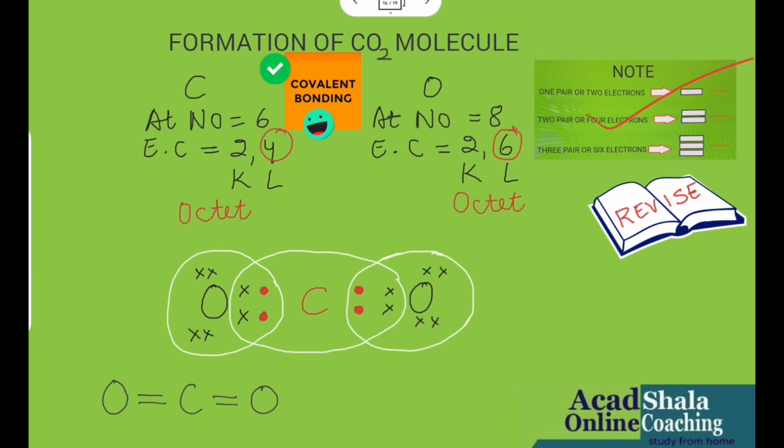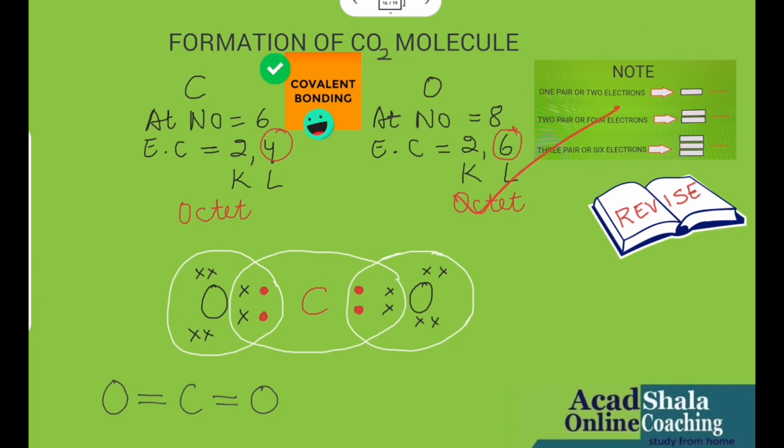This you should know. The first is carbon, atomic number 6, electronic configuration 2,4, K L shell. Oxygen, atomic number 8, electronic configuration 2,6, K L. We have to work only on the outermost shell, that is the valence shell, that is the valence electrons. We have to focus only on the valence electrons. Now, we know carbon contains 4 electrons in the valence shell, and it requires 4 electrons to complete its octet.